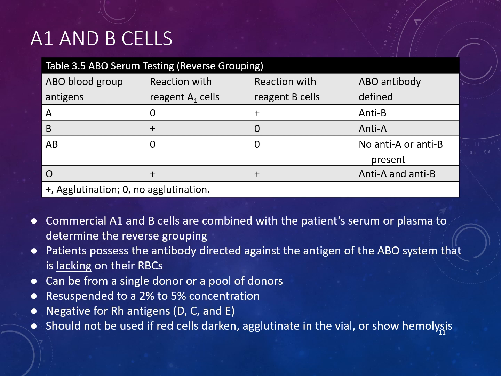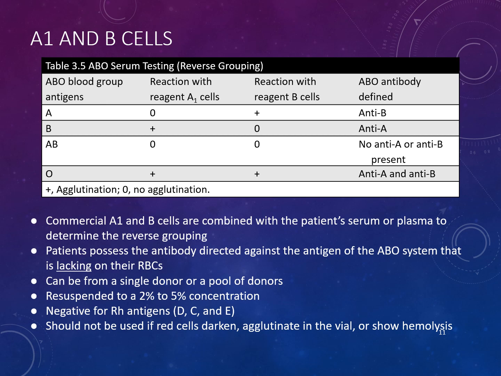These are the reagent red cells that are used to do the reverse typing of a patient's blood type. With our forward typing, that gives us our type. If it agglutinates with A, it's A. If it agglutinates with B, it's B. If it agglutinates with A and B, the patient is AB. If it does not agglutinate with either, then the patient lacks those antigens. That means they are type O. Well, the opposite is true for your reverse grouping.